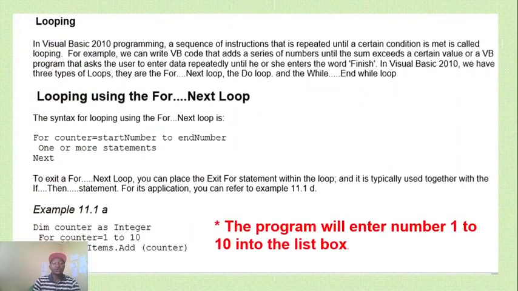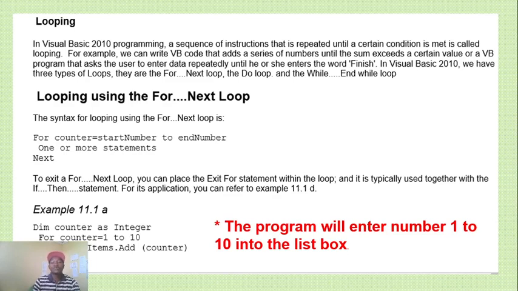Then let's go to looping control structures in Visual Basic.NET. In Visual Basic 2010 programming, a sequence of instructions that is repeated until a certain condition is met is called looping. For example, we can write a VB code that adds a series of numbers until the sum exceeds a certain value, or a VB program that asks the user to enter data repeatedly until he or she enters the word finish.